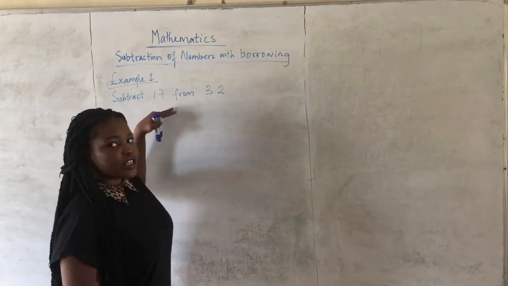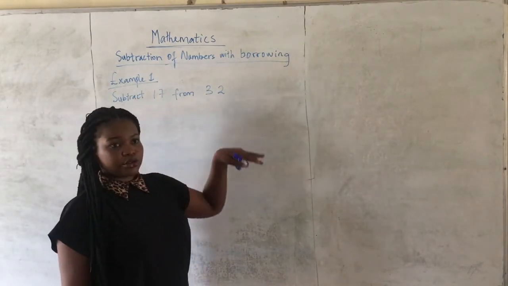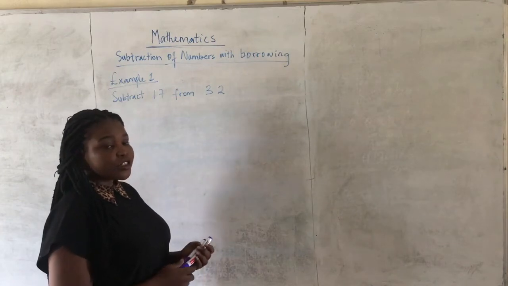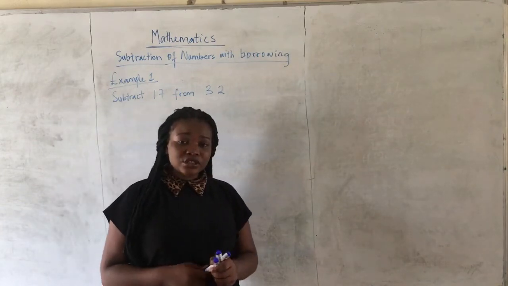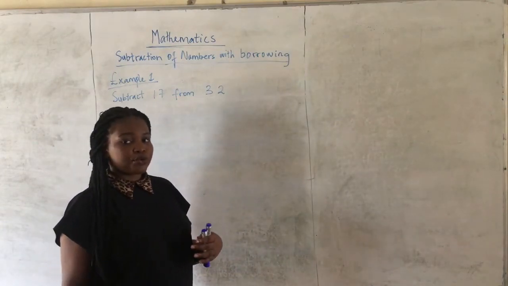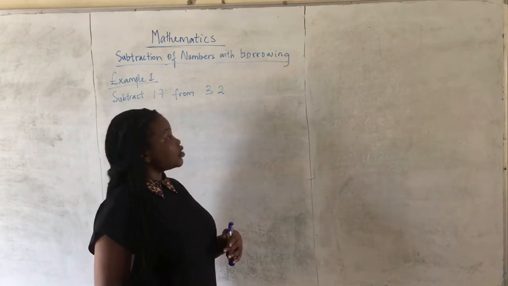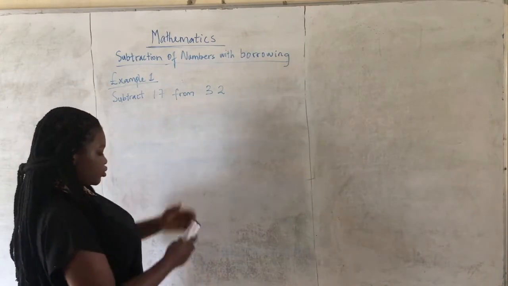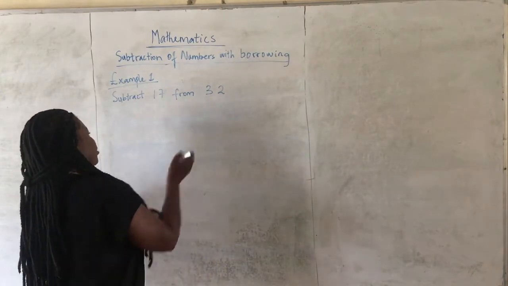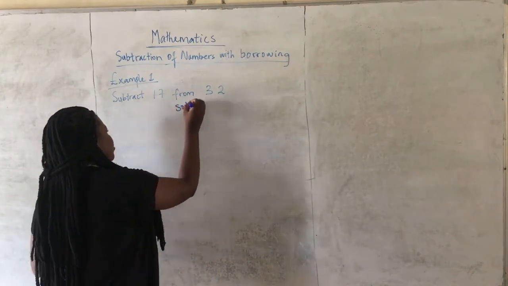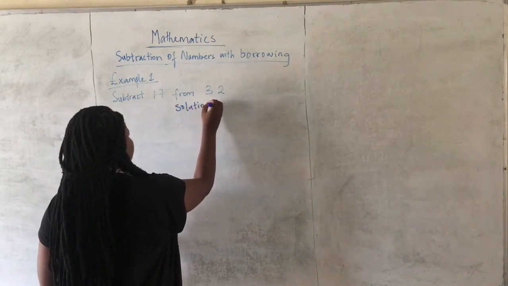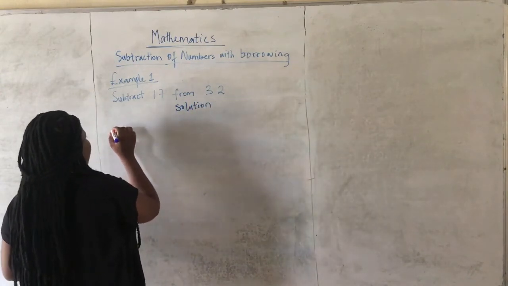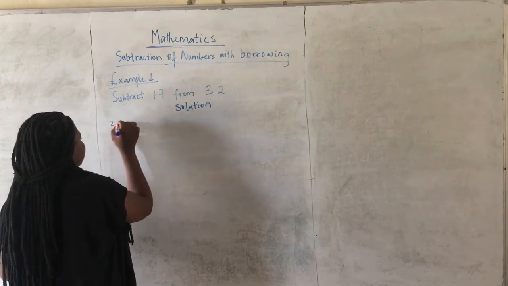Subtract 17 from 32. When we talked about subtraction of money, I remember it said subtraction means to remove or to take away. So we're to remove 17 from 32. And let's do this. We regroup just like we did.